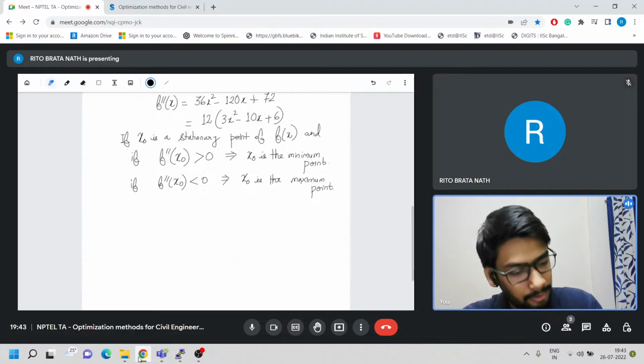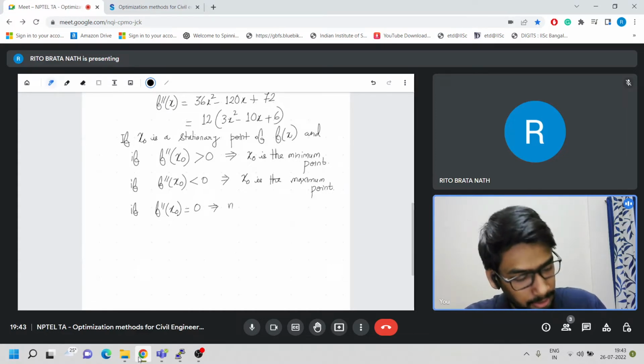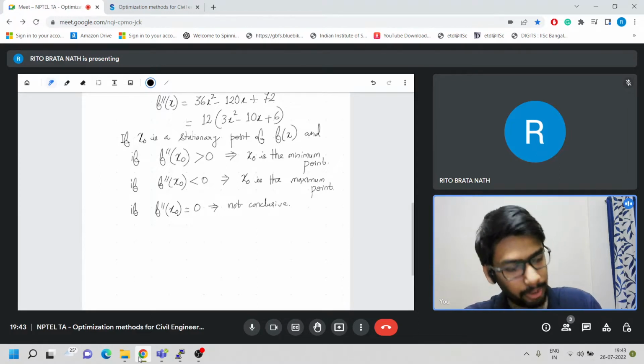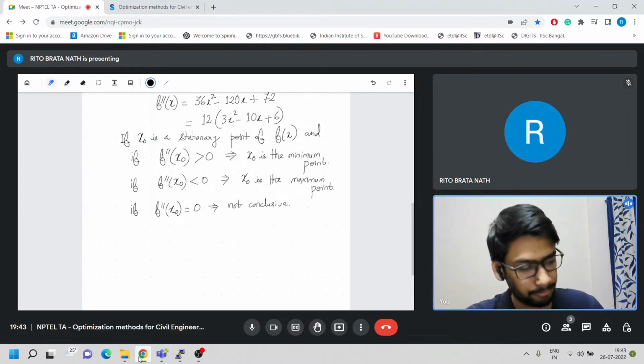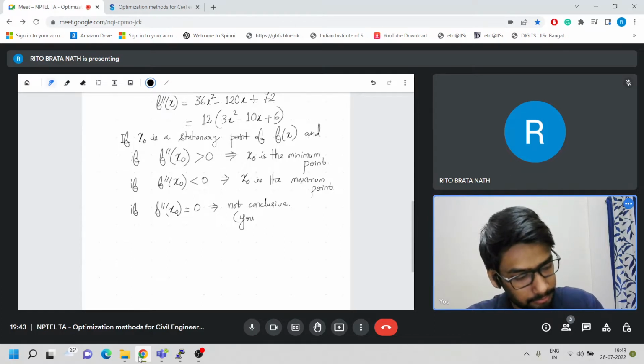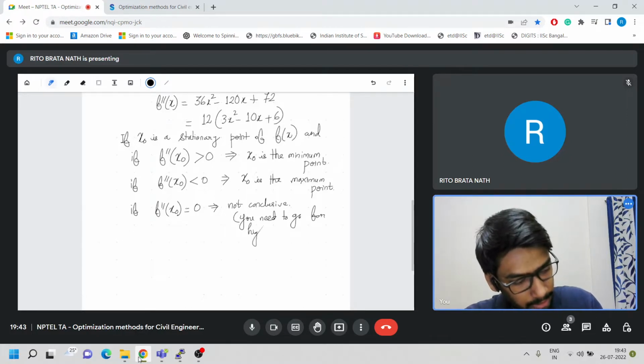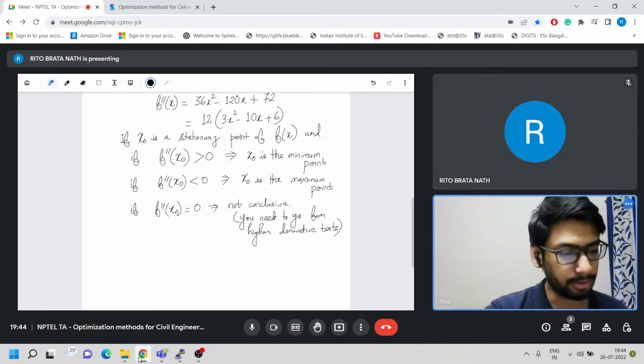And if f double prime x naught equals 0, this is not conclusive. There might be a point of inflection or a maximum or a minimum. You need to go for higher derivative tests.